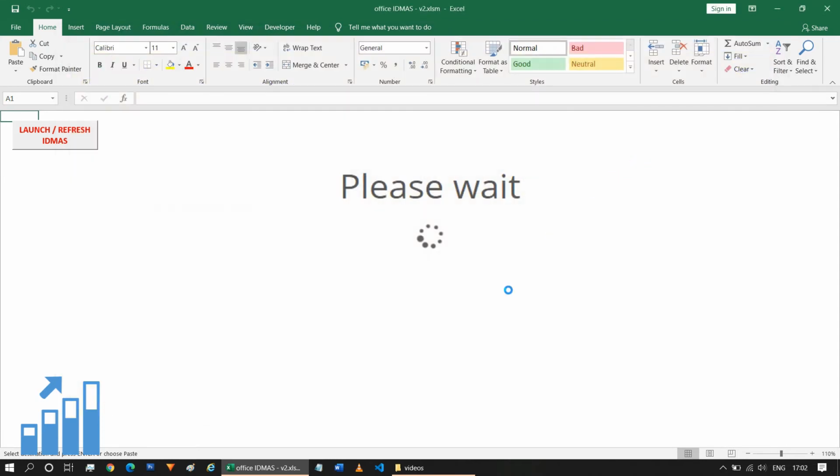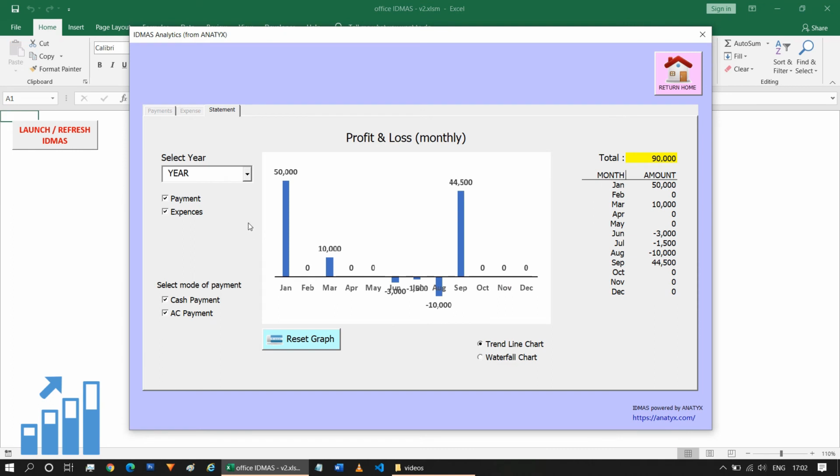Let's click on business statement. After you click on business statement, again a few options. You see cash payment, you see account payment, then you see payments, and then you see expenses, and here is the graph. So how to read this graph?